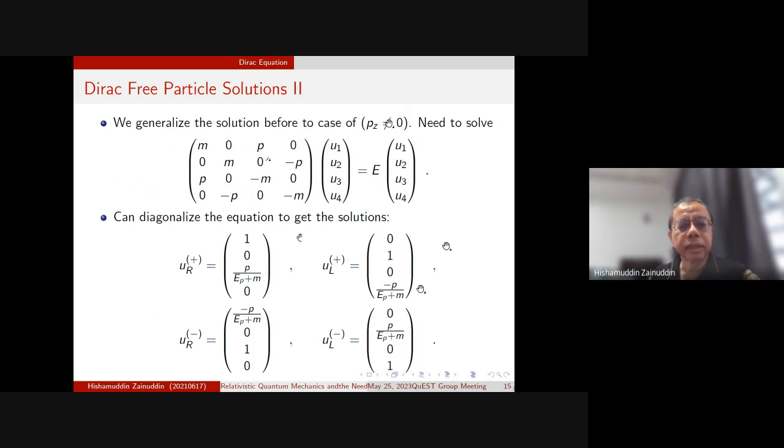There are physical interpretations for this, but I'm not going to go into that. But the first half is the positive energy solutions, which correspond to this plus over here. The bottom half is actually the negative energy solutions.